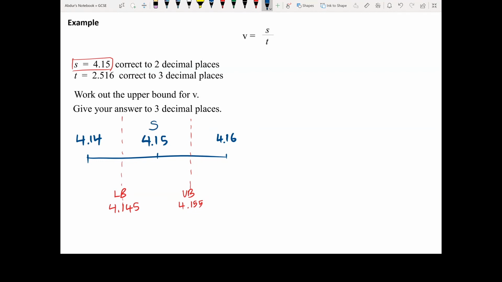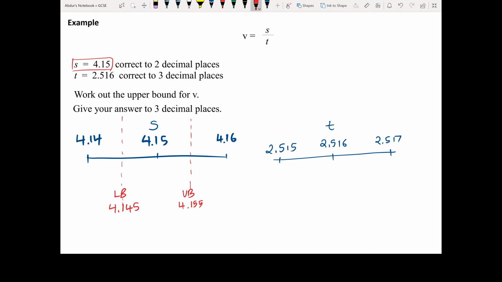Now I'm going to do a similar thing for T. I'm going to write down T and draw a little number line for T. The value of T they've given us is 2.516 correct to 3 decimal places. So the next number correct to 3 decimal places would have been 2.517, and the previous number would have been 2.515, and these are correct to 3 decimal places.